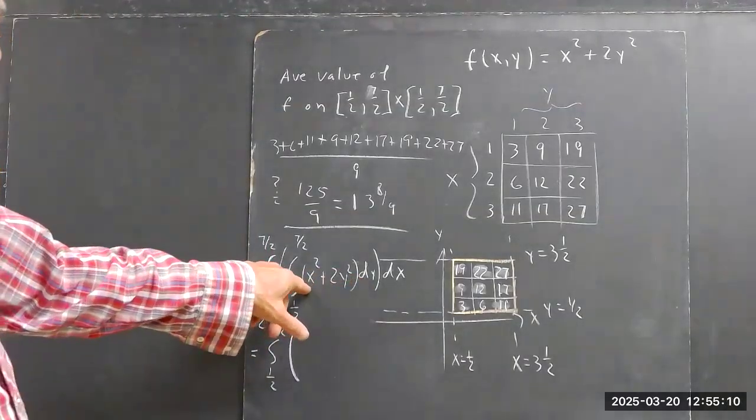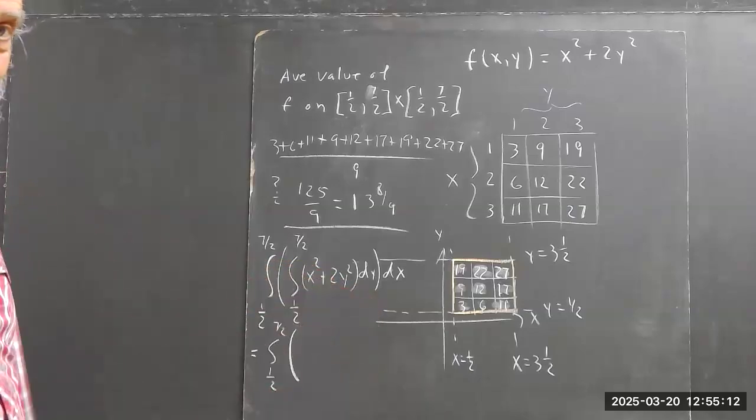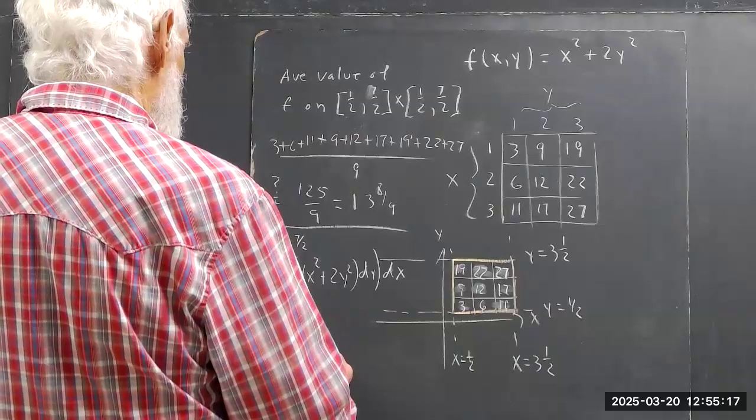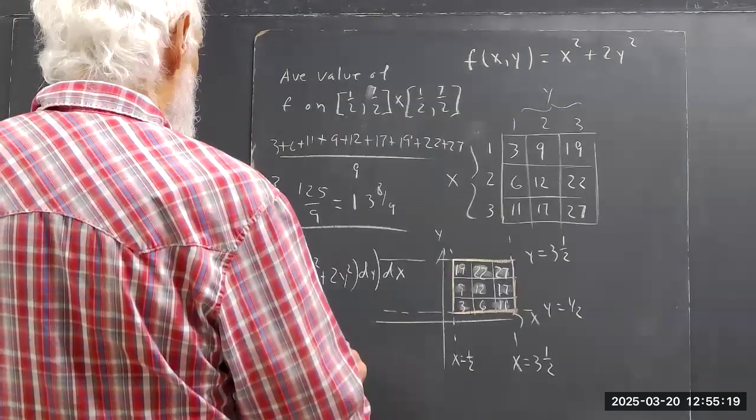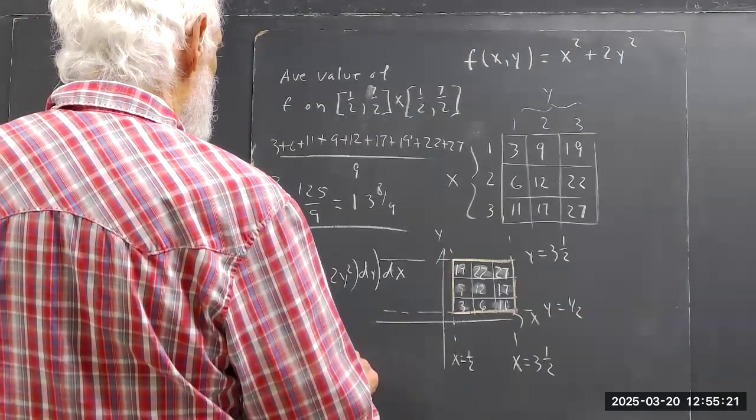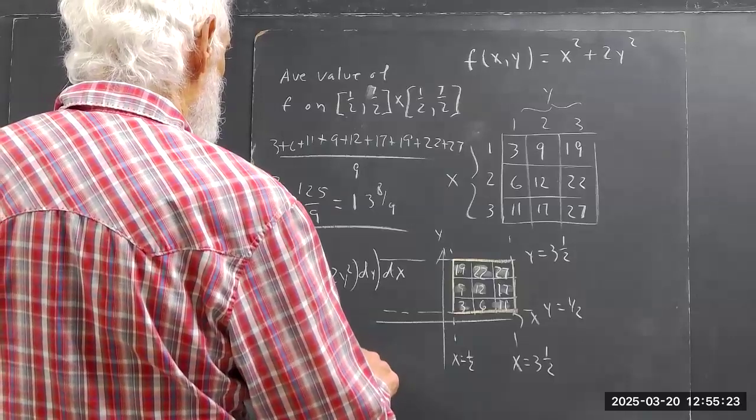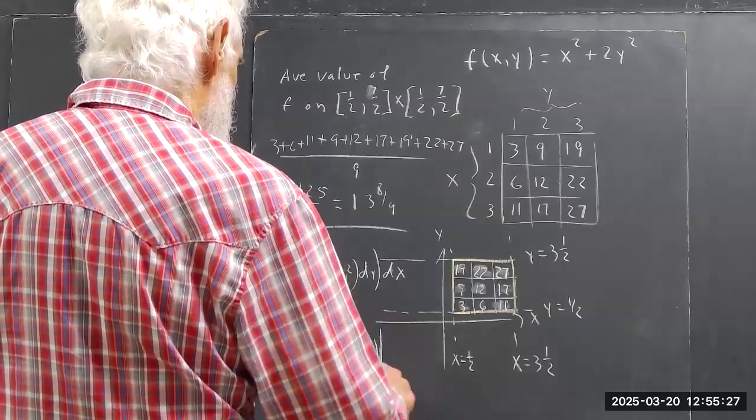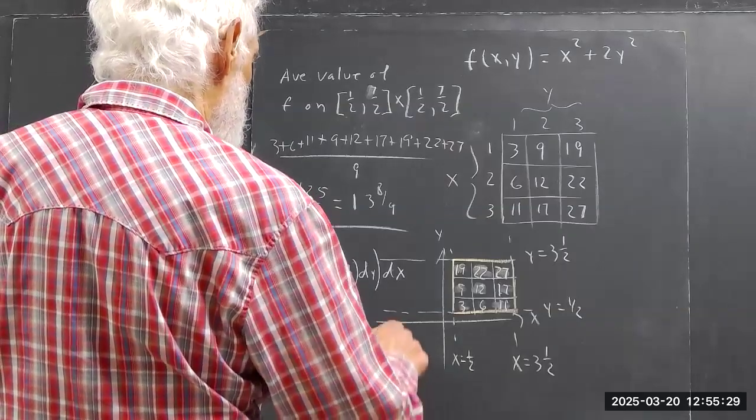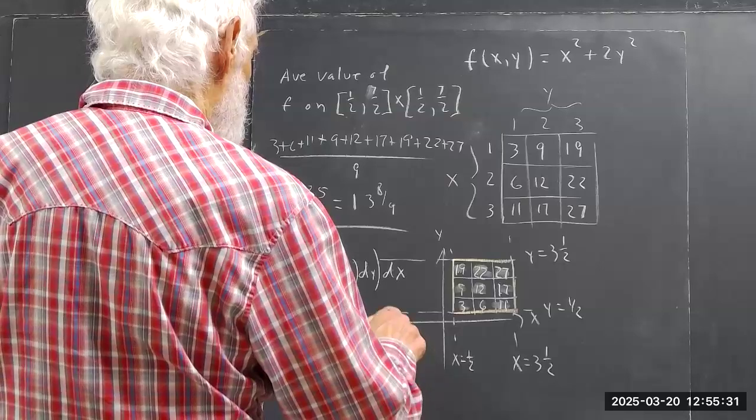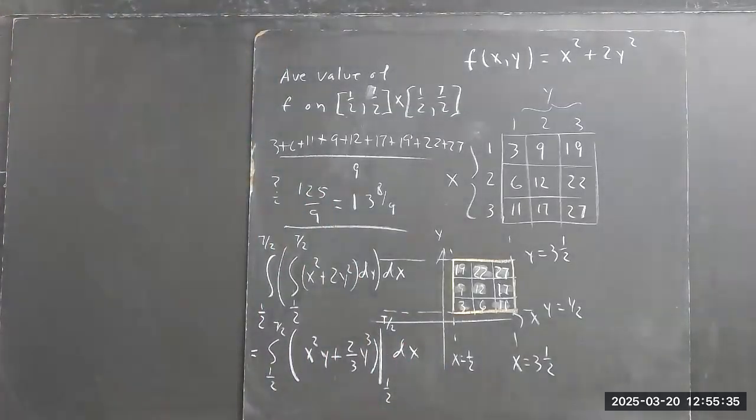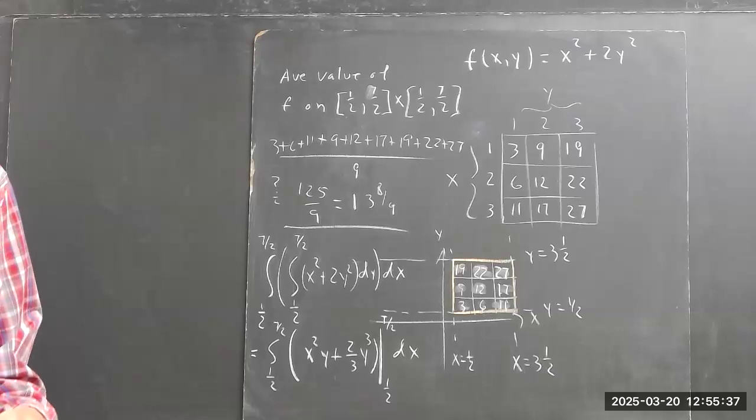I treat x as a constant and do the integral. So what I get is the quantity x squared y plus 2/3 y cubed, evaluated at 1/2 and 7/2, and then with respect to x. Now, do we see that?